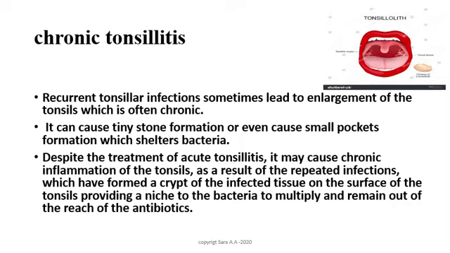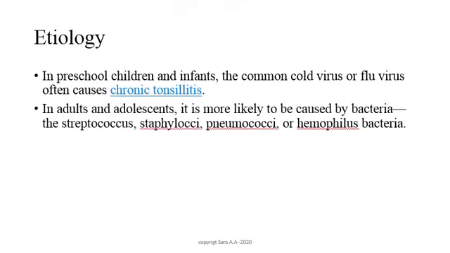Despite the treatment of acute tonsillitis, it may cause chronic inflammation of the tonsils as a result of repeated infections, which have formed crypts of infected tissue on the surface of the tonsils, providing a niche for the bacteria to multiply or remain out of the reach of the antibiotics. Etiology of chronic tonsillitis: sometimes we can see this in preschool children and infants. The common cold virus or flu virus often causes chronic tonsillitis. In adults and adolescents, it is more likely to be caused by bacteria: Streptococcus, Staphylococcus, pneumococci, and Haemophilus bacteria.